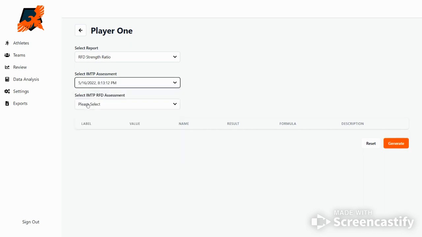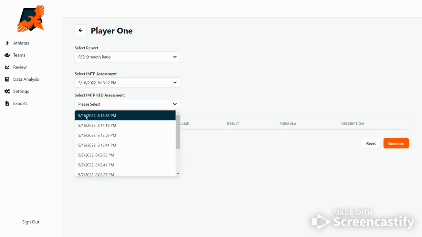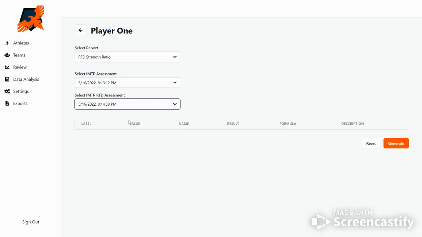Then we're going to select an isometric mid-thigh pull RFD assessment, which is different. It is basically how hard and how fast can you pull. Now, once you've selected both of those, go ahead and hit generate.